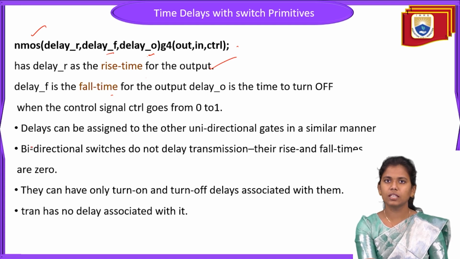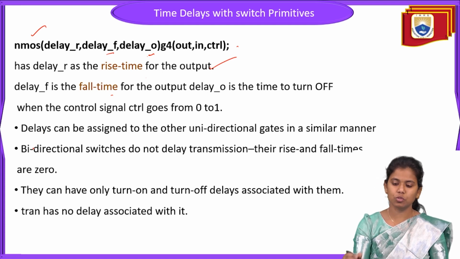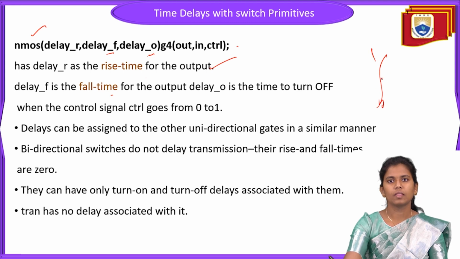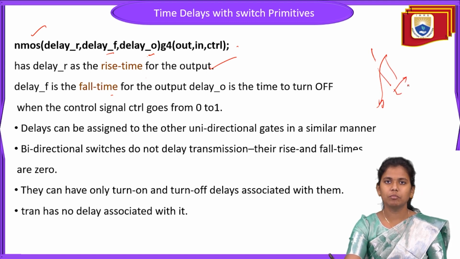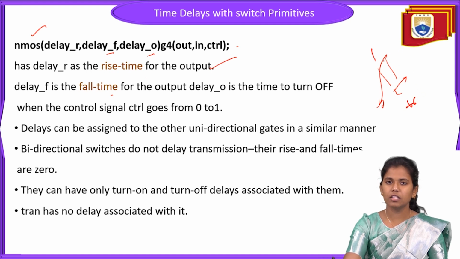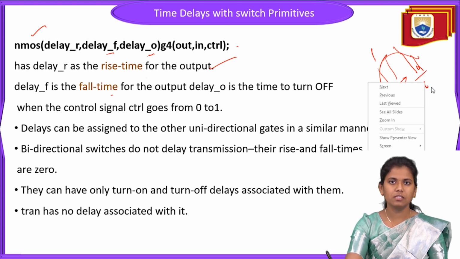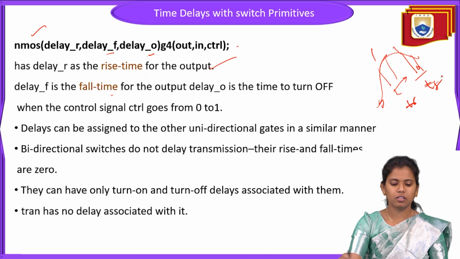When the control signal goes from low to high, that particular time delay is nothing but the rise time. When the signal takes its transition from 1 to 0, then that particular time period is represented as turn off time. Okay, this is turn off time.